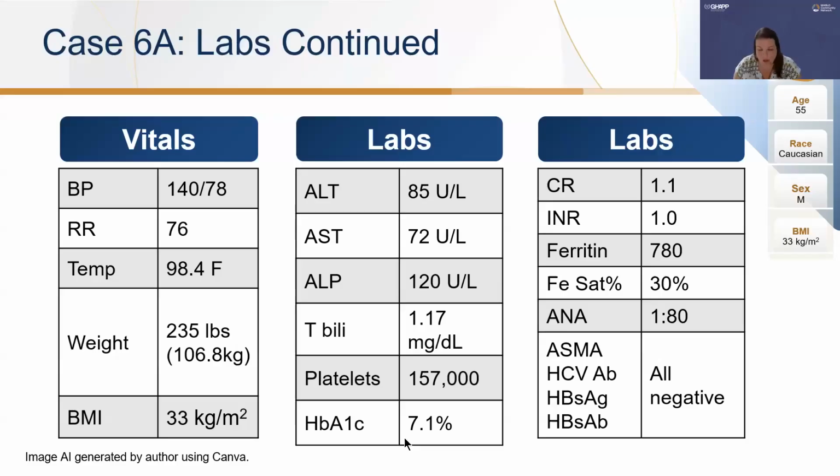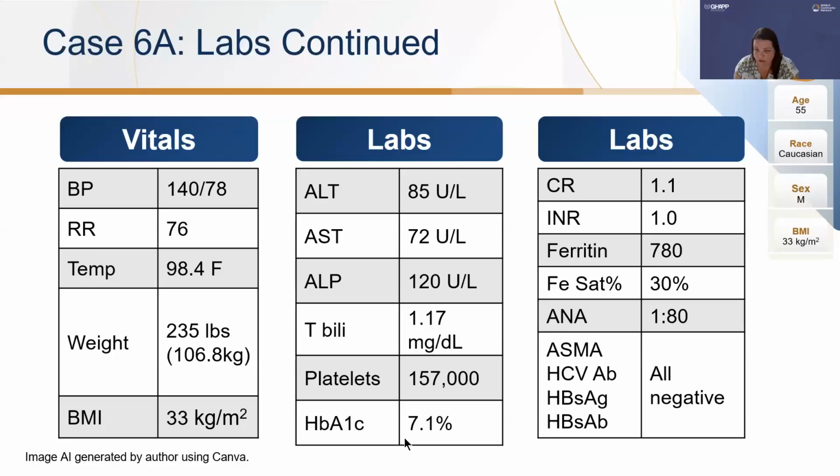And then his anti-smooth muscle, which is a screening for autoimmune hepatitis, and his hepatitis C and B serologies were both negative. So the key points that I want to highlight on this slide are, he is overweight. His ALT and AST are not majorly elevated. They're about 2 times upper limit of normal. There's no ratio to suggest that he's drinking. Alk Phos is normal, so I'm not so worried about a biliary disease.